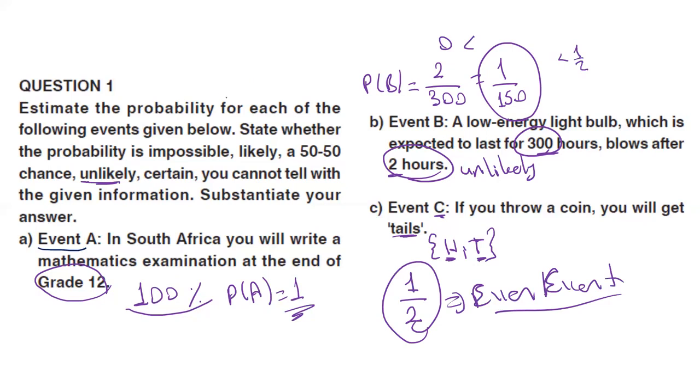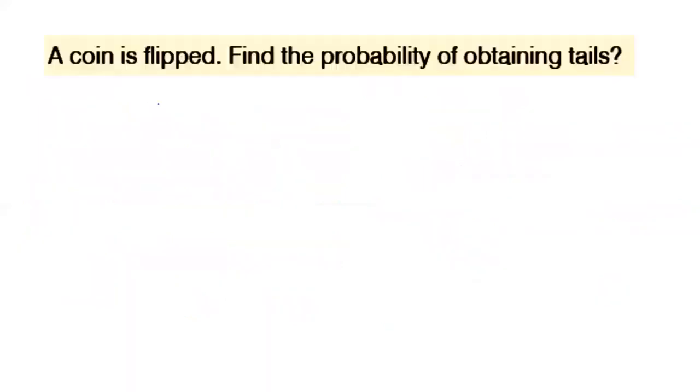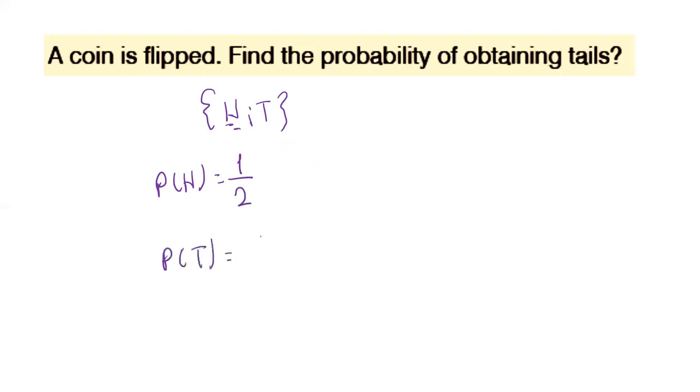All right, let's have a look. Next question. A coin is flipped. Find the probability of obtaining tails. As I said on the previous page, it can be heads or tail. So the probability of heads is going to be 1 head out of altogether 2 ways, or 1 over 2, or tail will be 1 over 2 again. So basically 1 over 2.